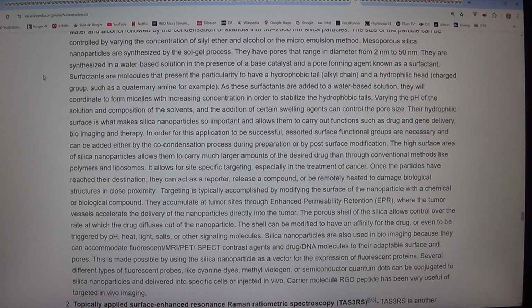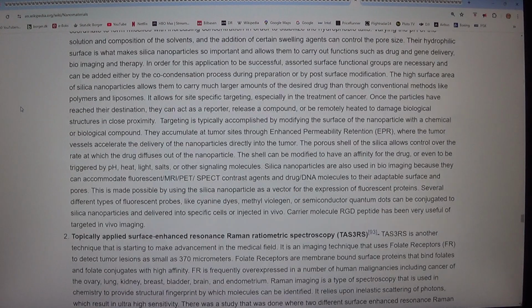As these surfactants are added to a water-based solution, they will coordinate to form micelles with increasing concentration in order to stabilize the hydrophobic tails. Varying the pH of the solution and composition of the solvents, and the addition of certain swelling agents can control the pore size. Their hydrophilic surface is what makes silicon nanoparticles so important and allows them to carry out functions such as drug and gene delivery, bioimaging and therapy.